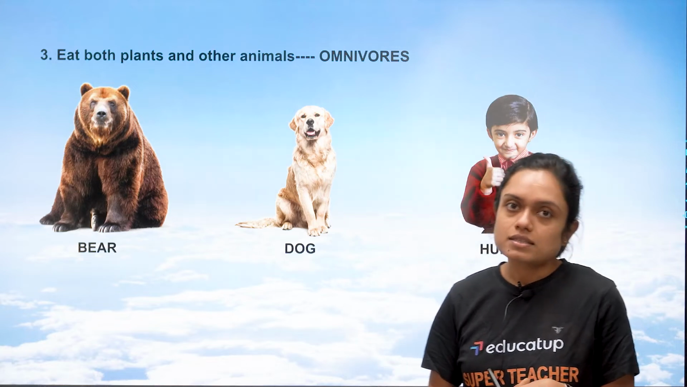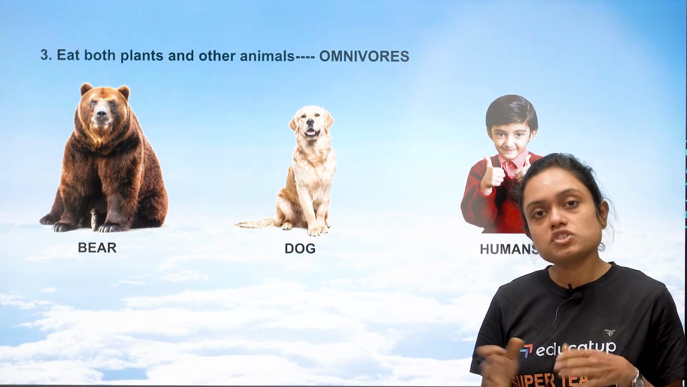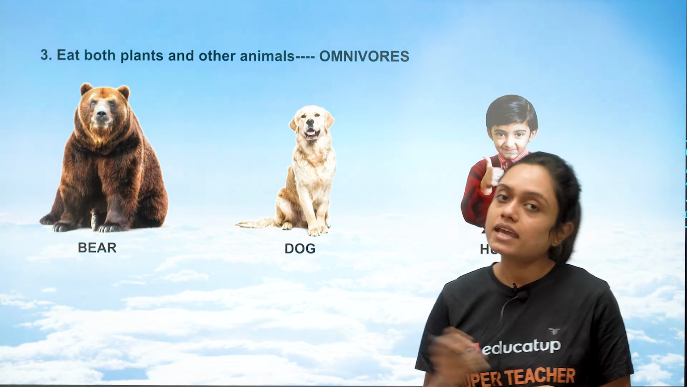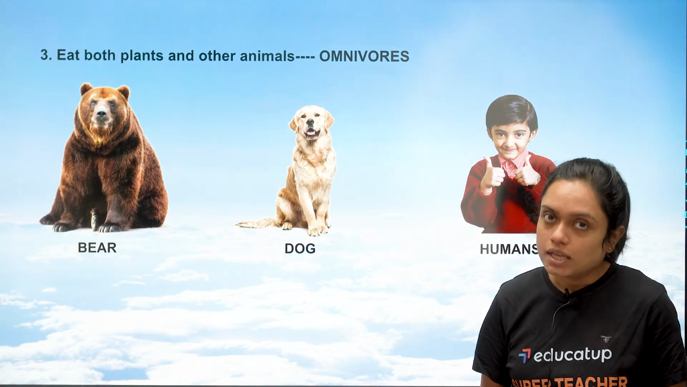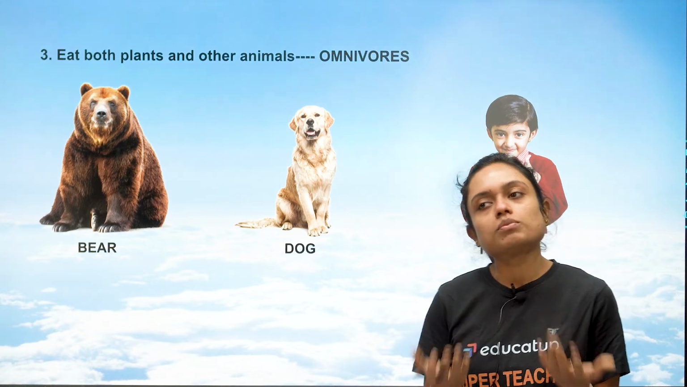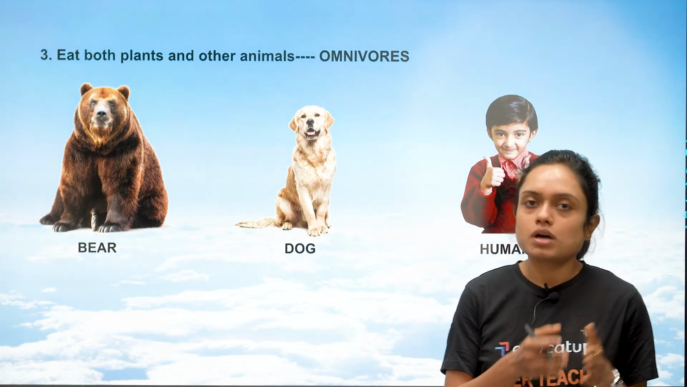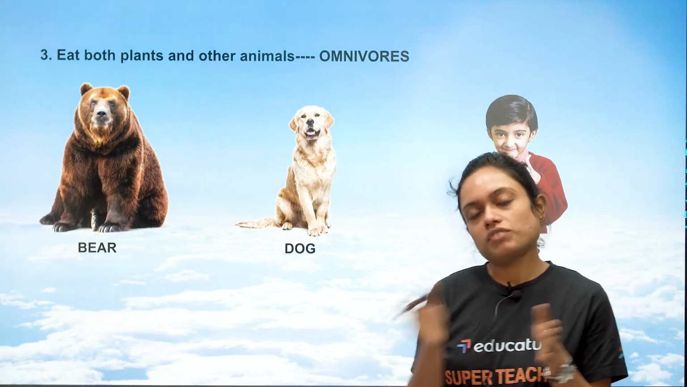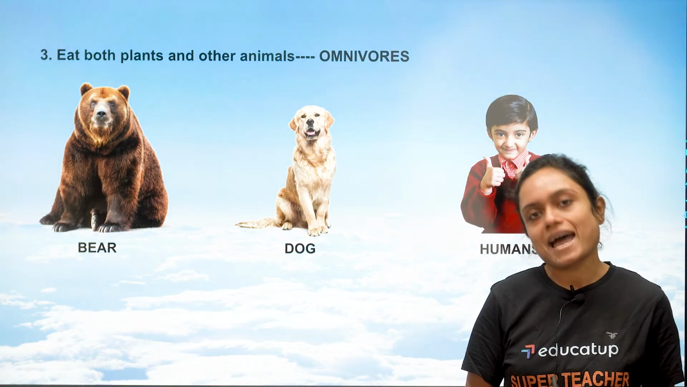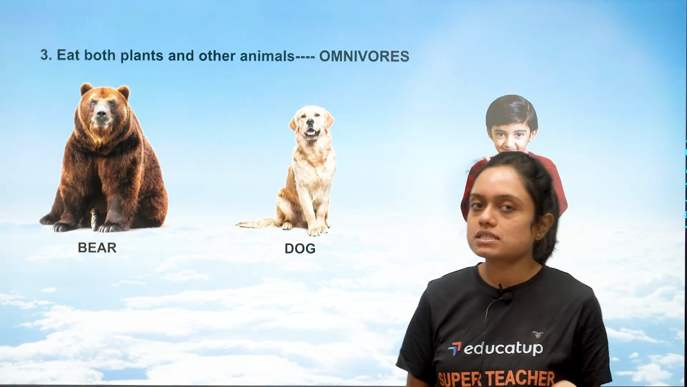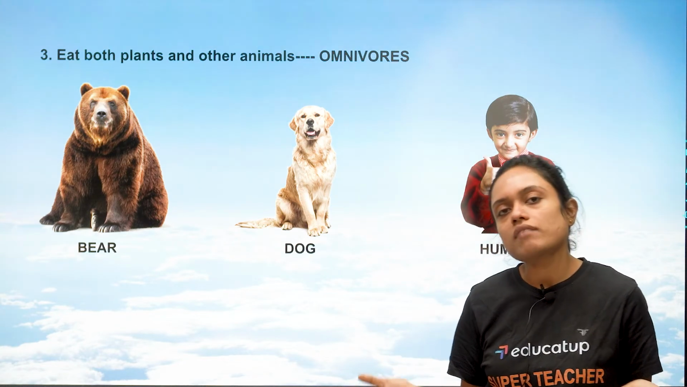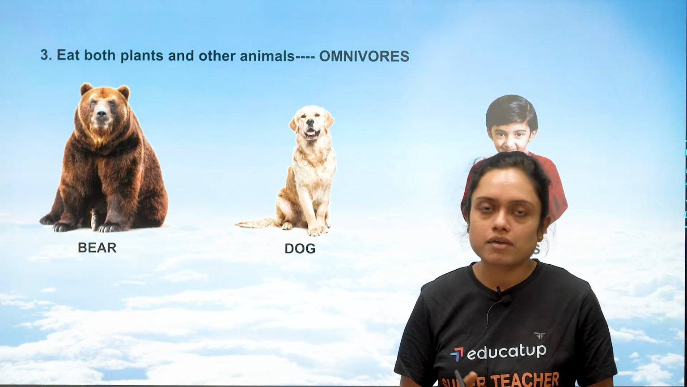And the last is the animals or organisms which eat both plants and other animals, and they are known as omnivores. One of the best examples is we human beings, because we consume chicken also and we consume all the vegetables also. So we are eating both plants and animals, and that is why we are placed in the category of omnivores. Other than us, you can also have examples of omnivores like bear, dog.